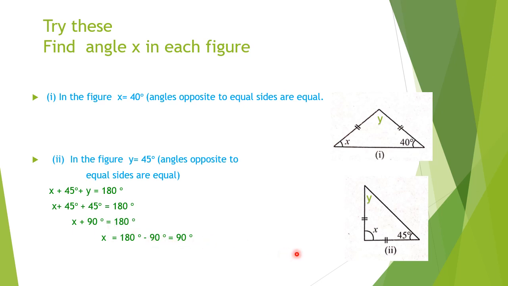So you just add, children. Here 45 degree, here also 45 degree, 45 plus 45 is 90, and we got x as 90, so 90 plus 90 is 180. So it obeys the angle sum property of the triangle. Okay, children.